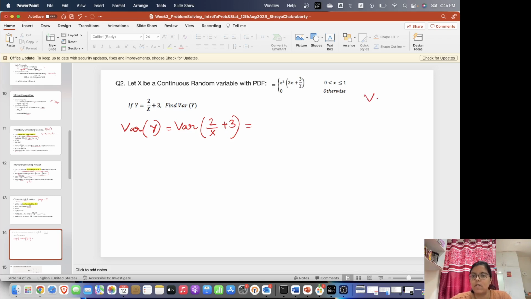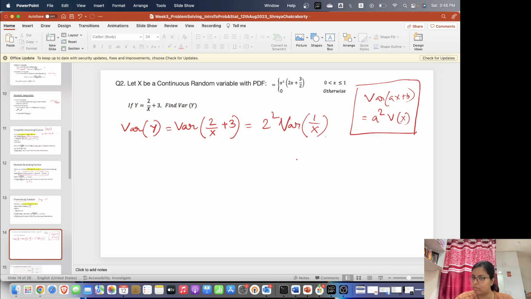So this is variance of ax plus b, which has to be a square variance of x. Using this, we'll have variance of, a square, here a is 2, square variance of 1 by x. So that will be 4 variance of 1 by x.